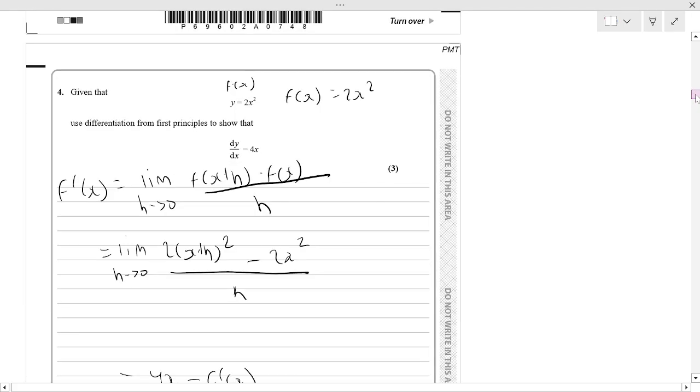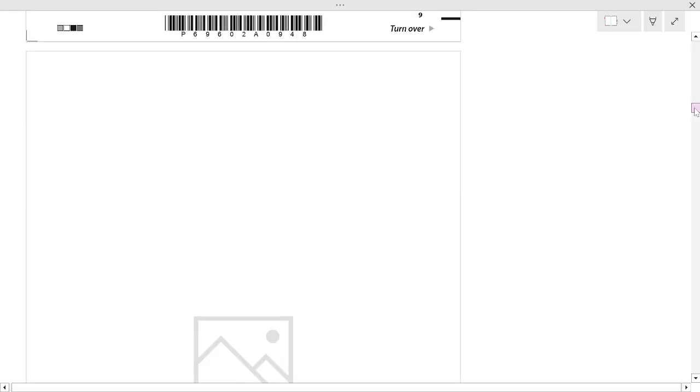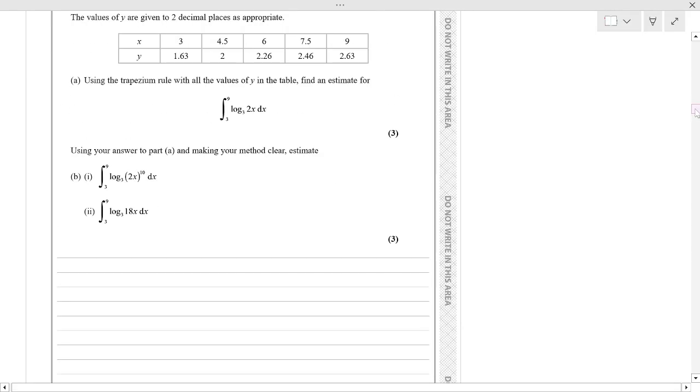But we'll be doing an example of that tomorrow, actually. First principles for the revision session tomorrow. But anyway, I'll leave it there.